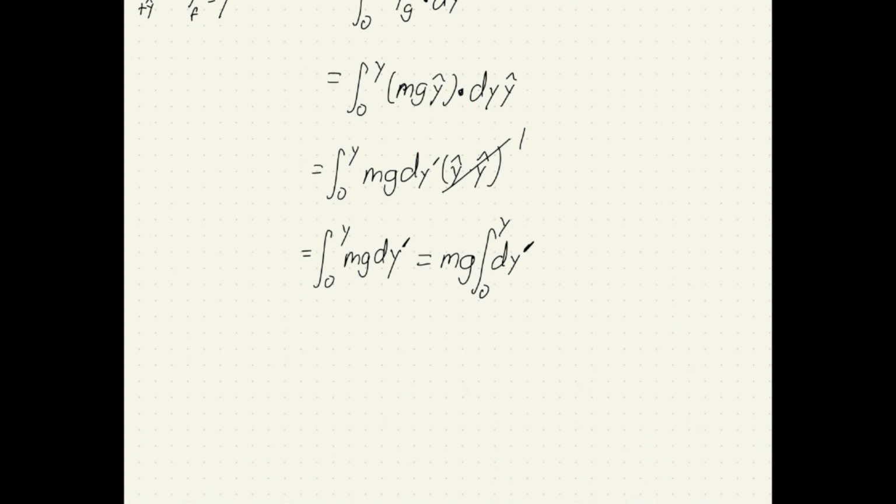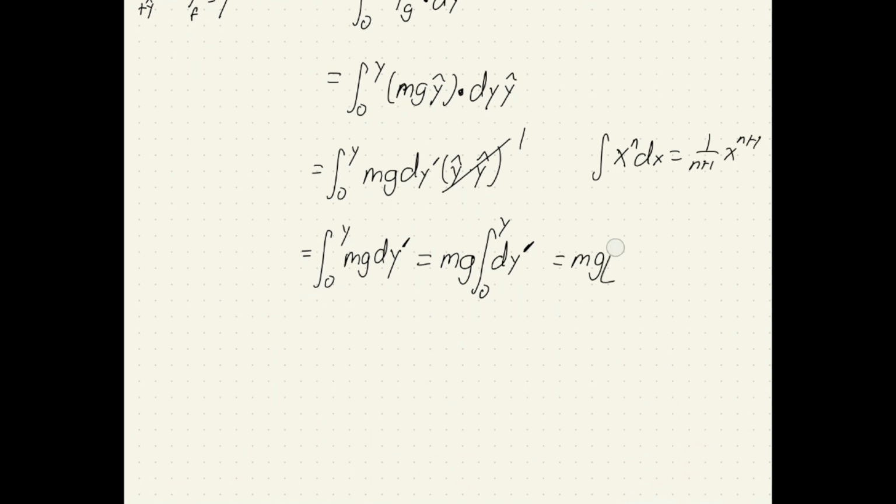So my integral becomes mg times the integral of dy prime. So my mg stays the same. My power rule for integration says the integral of x to the n dx is equal to 1 over n plus 1 times x to the n plus 1. I could think about my integral.